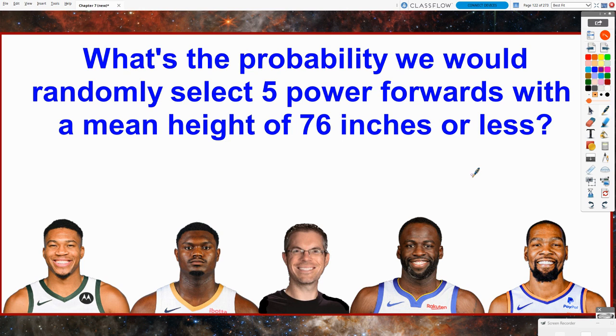Now, some of those people might be taller than 76 inches, but if the mean height of all 5 people is 76 inches or less, that means we've got to have more shorter people than taller people, right? I mean, maybe you have one really tall person, but 4 really short people that are going to weigh out the mean to be 76 inches or less. So we need to discuss now a sampling distribution for sample means.